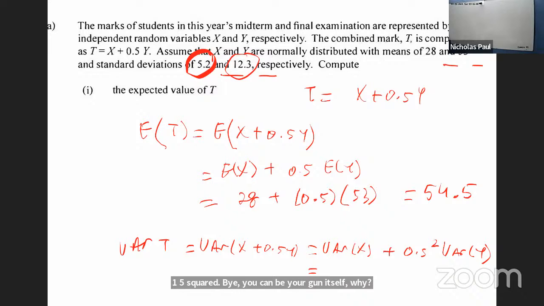Just leave it open or not? Yeah, we can leave it open. Right, so the variance will be 5.2 squared plus 0.5 squared times variance of y, which is 12.3 squared.